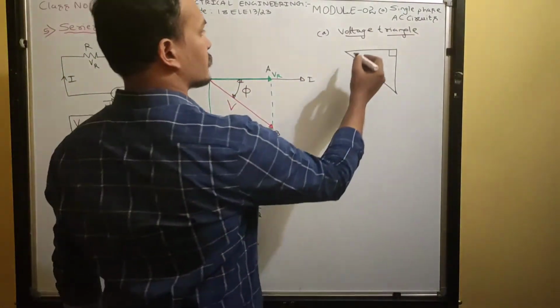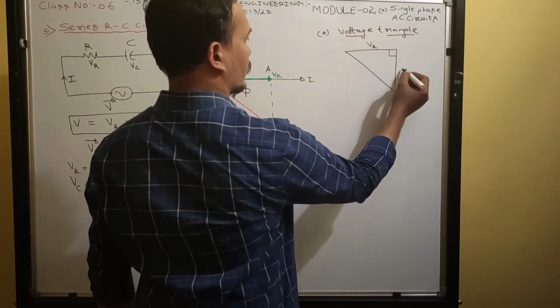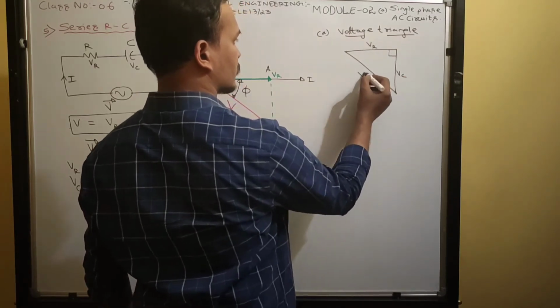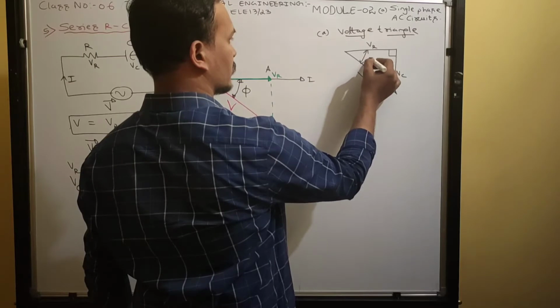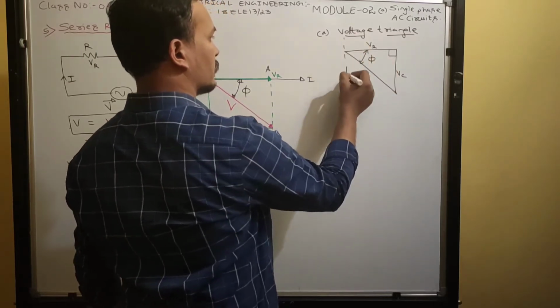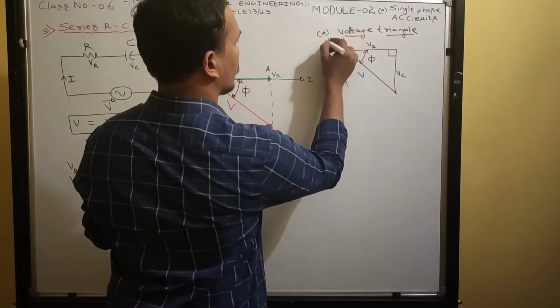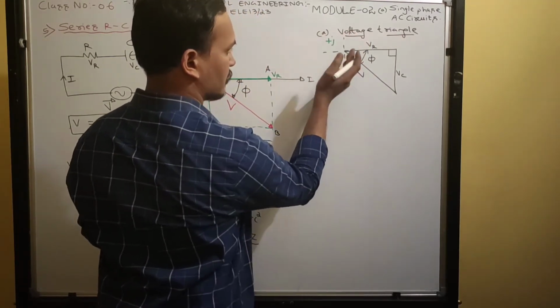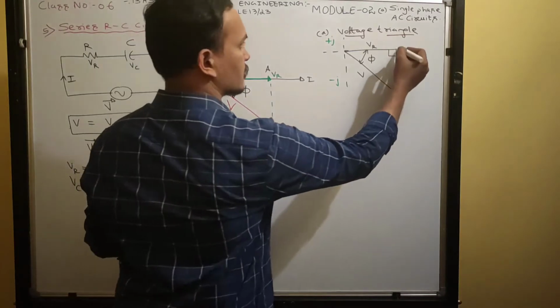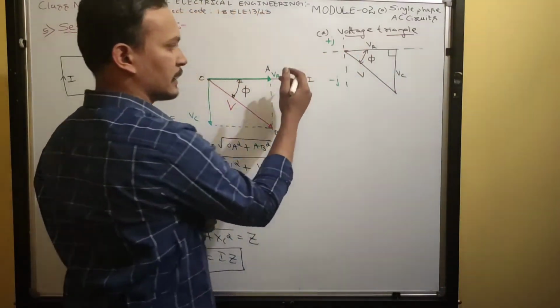Now, what is this component? VR. What is this component? VC. This is V. Angle between these two is pi. See now, write the quadrant diagram. So this lies on plus J axis. This lies on minus J axis. And this is positive real axis, negative real axis.